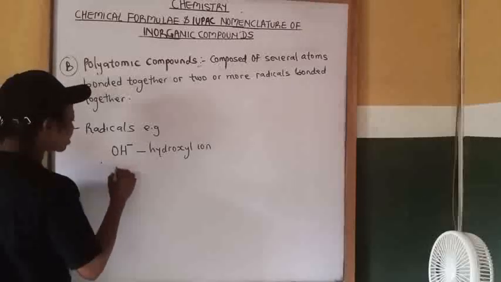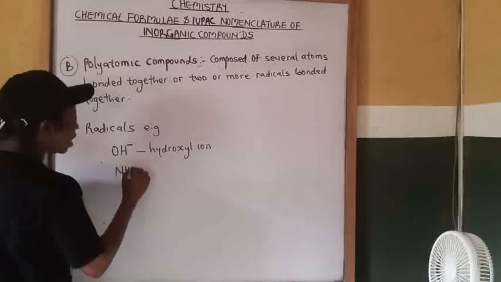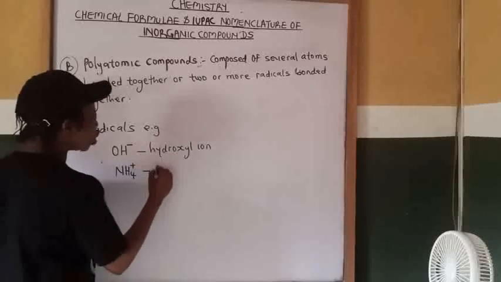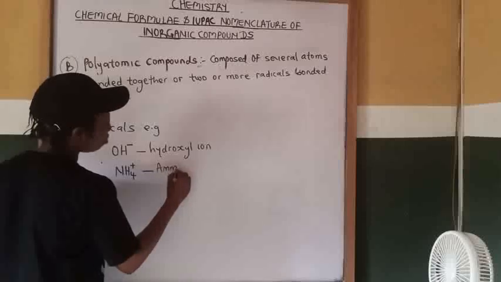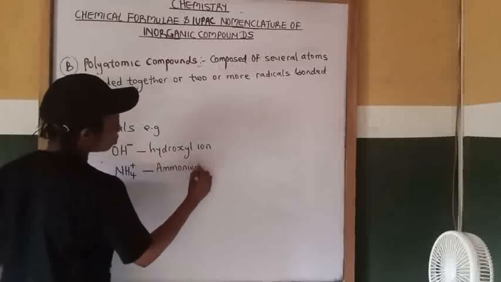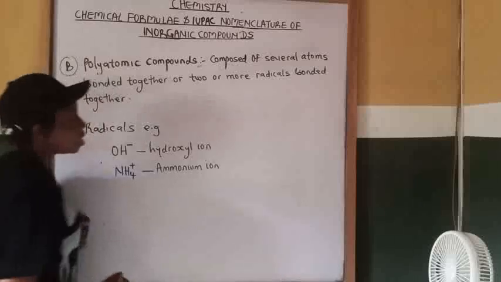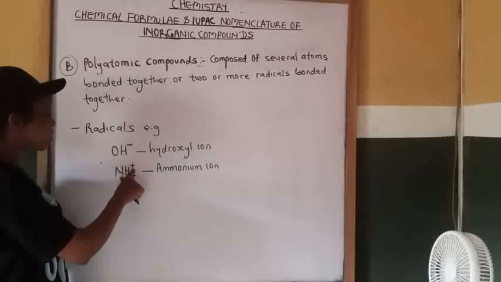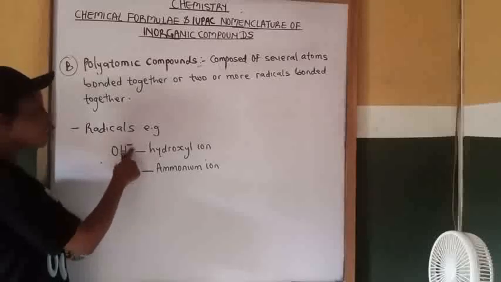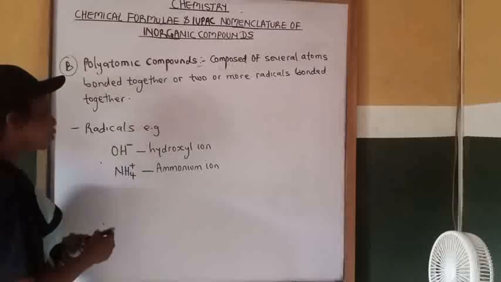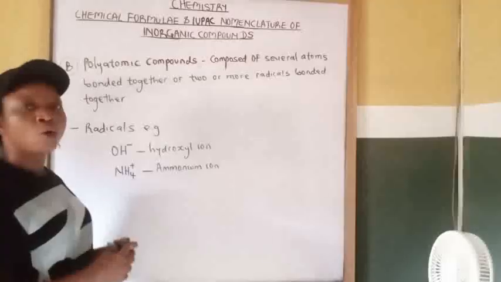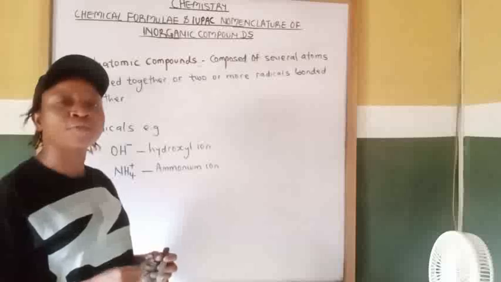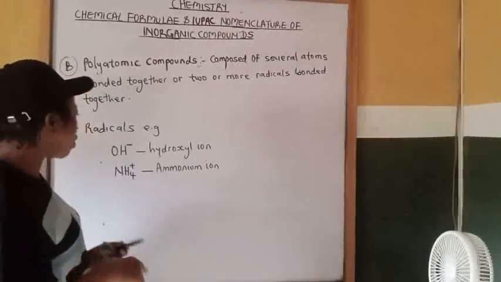Then another one is NH4 plus. NH4 plus is called ammonium ion. It is an ion because it carries a positive charge. Then this one is an ion because it carries a negative charge. When we have two types of ions, we have positive ions, which are known as cations, then we have negative ions, which are known as anions.